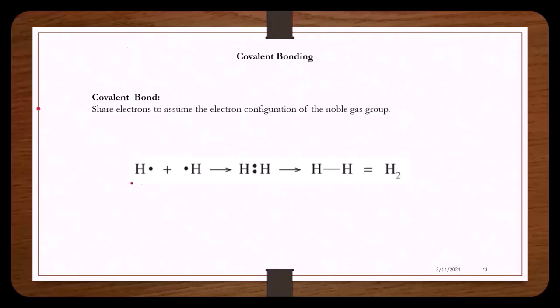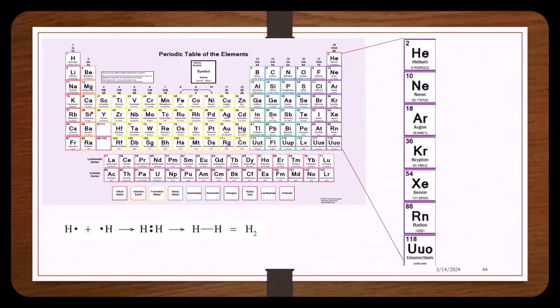Here we have hydrogen with 1 valence electron on each atom, and when a covalent bond occurs, the valence electrons are shared. So looking at the periodic table, we have 2 hydrogen atoms, which is right here. When there's a bond between 2 hydrogens, and the electrons are shared, the electron configuration reaches the noble gas state of helium. Let's look at some more diatomic molecules that are covalently bonded.